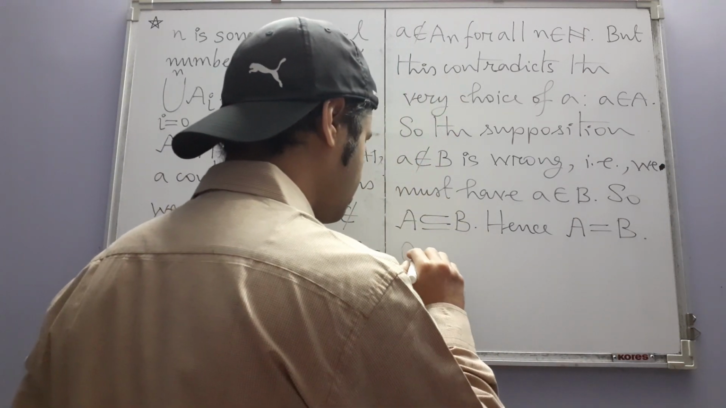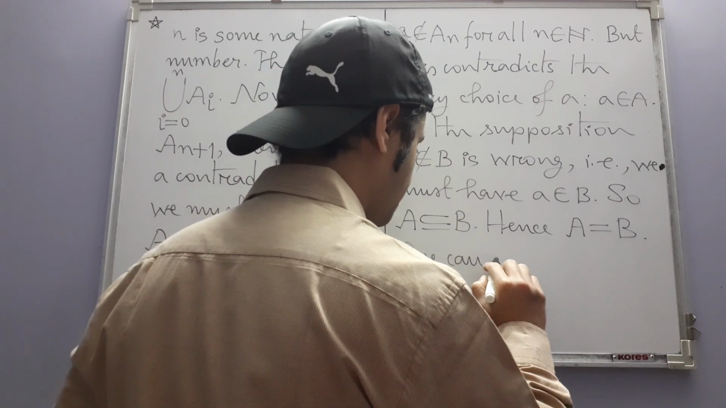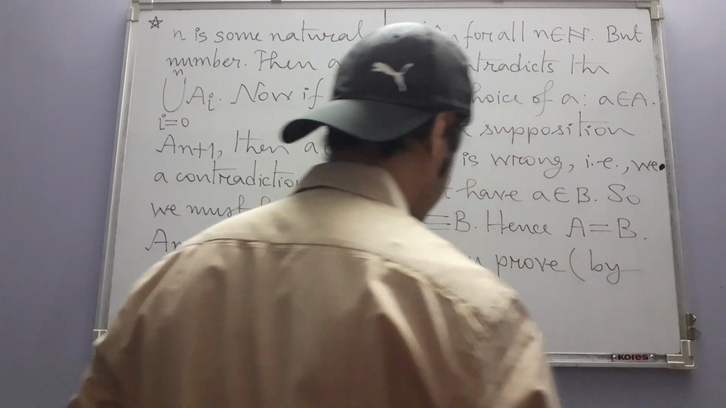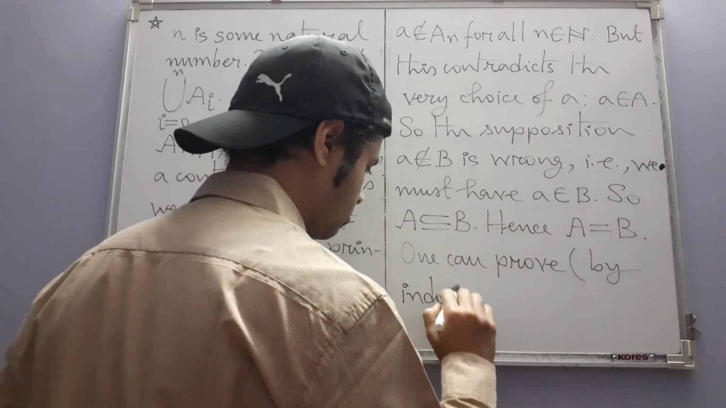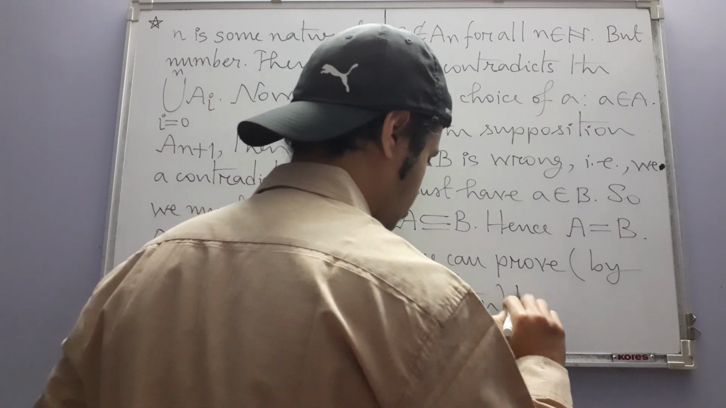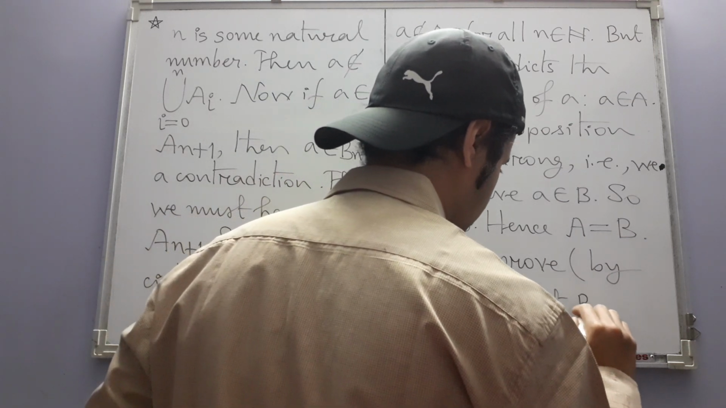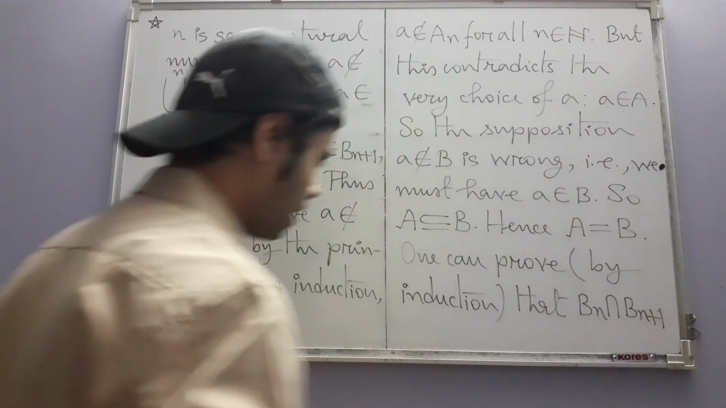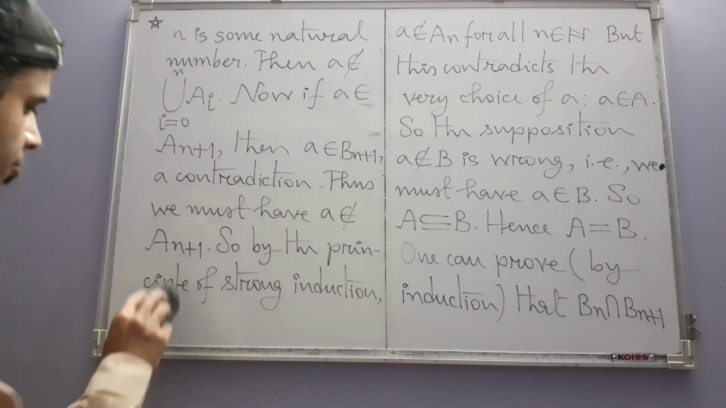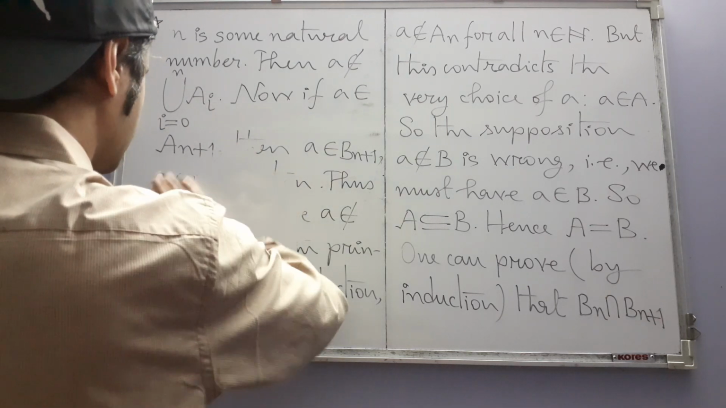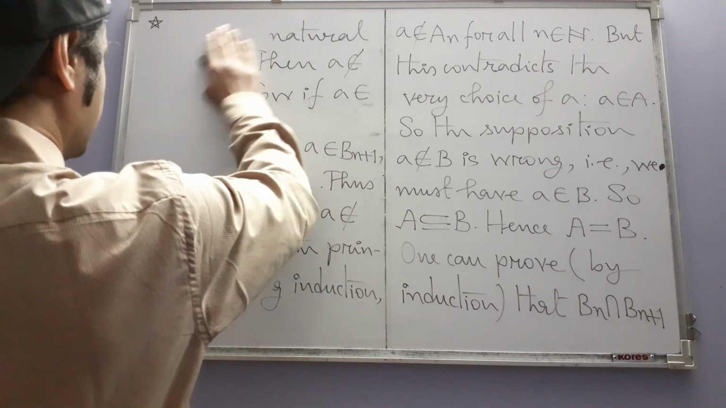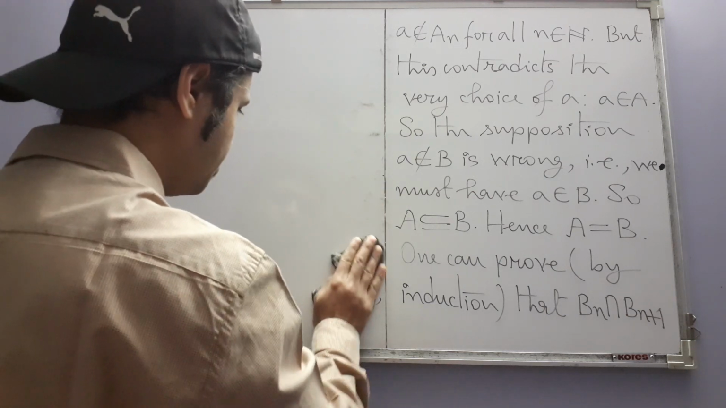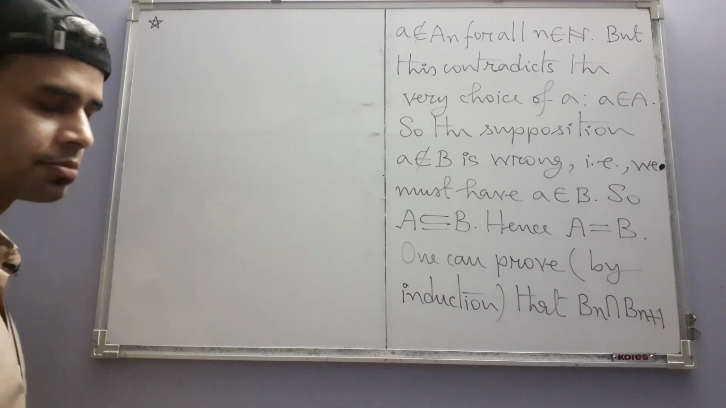One can prove by induction that Bn and Bn plus 1 are disjoint. It's easy to prove this one first, and easy means you have to do it. I won't do it here. It will follow immediately from the definition of the sets Bn.